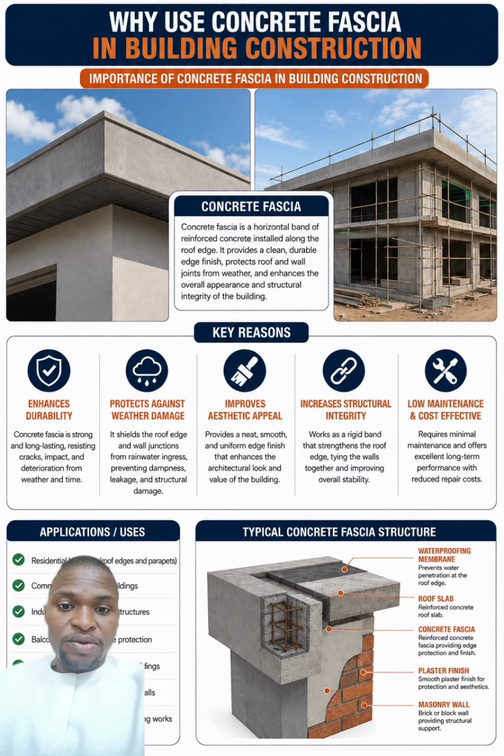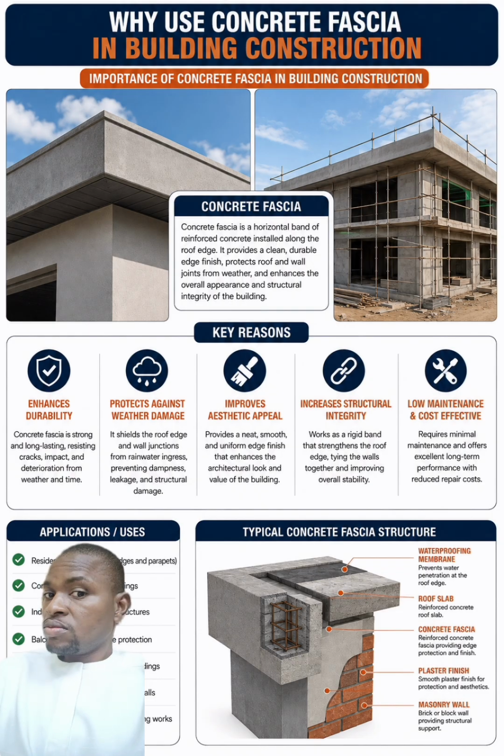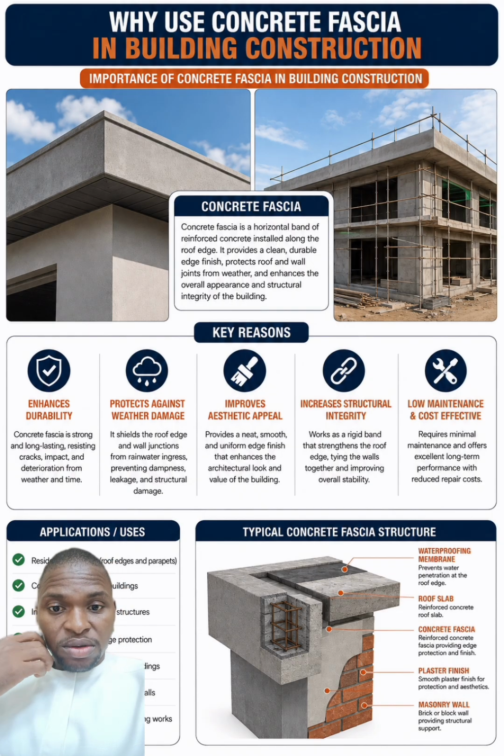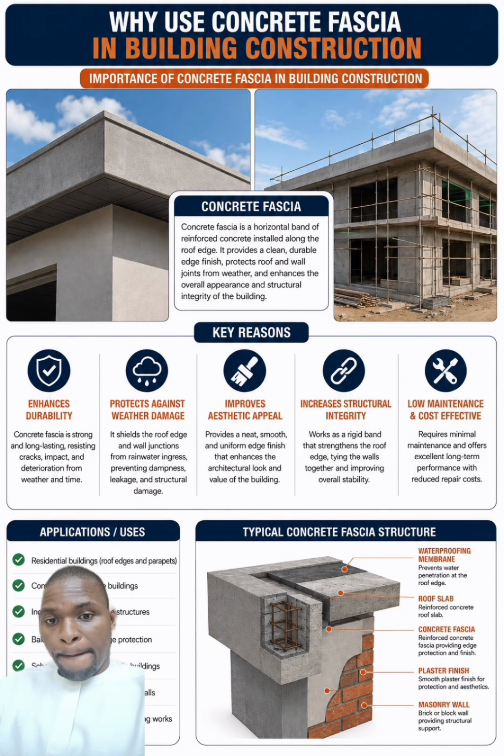Then the second point is that it helps to protect against weather and damage. So it actually protects against weather and damage. So it shields the roof edge and wall joints from rainwater ingress, preventing dampness, leakage, and structural damage. So basically it helps to protect against all the damages coming to the roof, right?